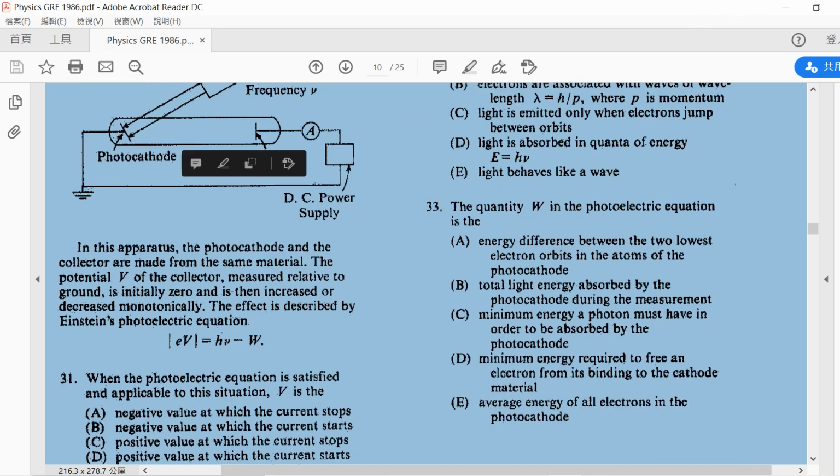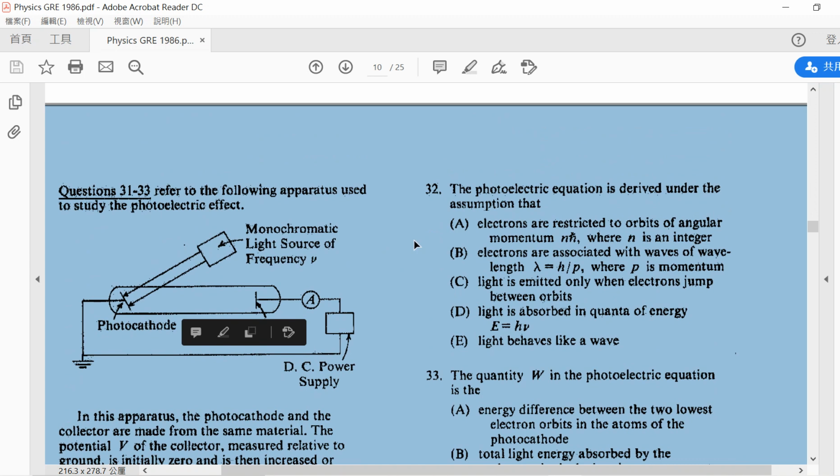Okay. And 32 is asking about assumption. Basically, this is common sense. I already explained. So the light is absorbing quanta of energy, right? And the light, so the answer should be D.